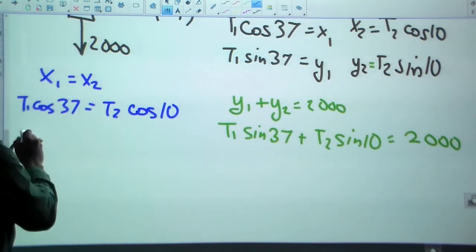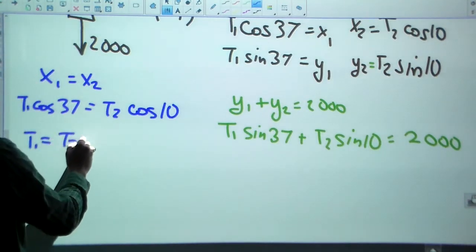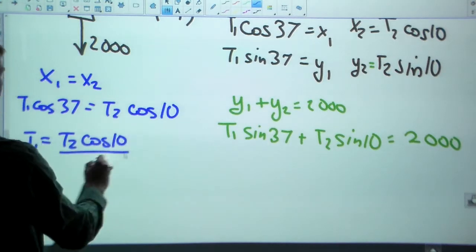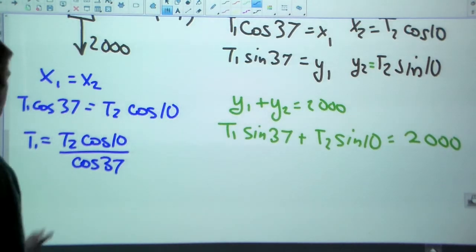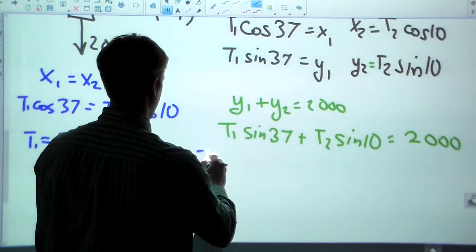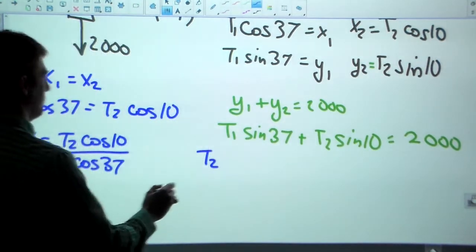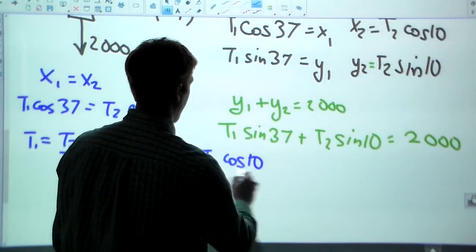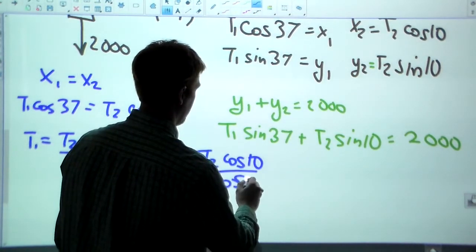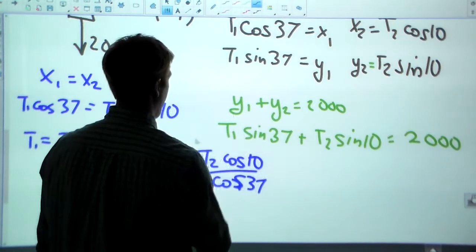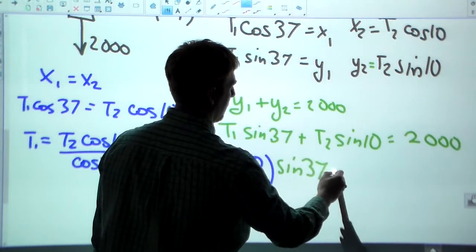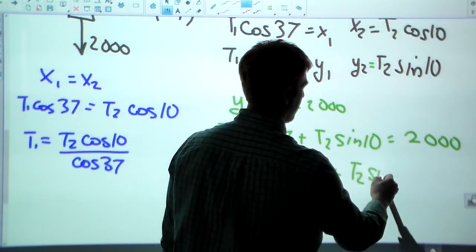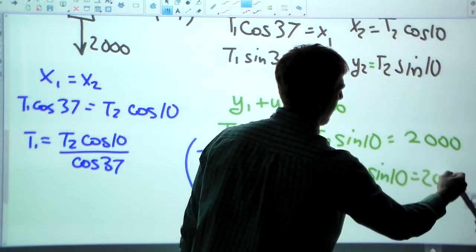Looking at T1 first, so I'm going to solve for it. T1 is T2 cosine 10 divided by cosine 37. All I really did was divide cosine 37 on both sides. Okay, now that I know that to be true, I'm going to plug it in over there. So instead of T1, we'll put T2 cosine 10 divided by cosine 37. And that is multiplied by the sine of 37 that was already there, plus T2 sine 10 equals 2,000.